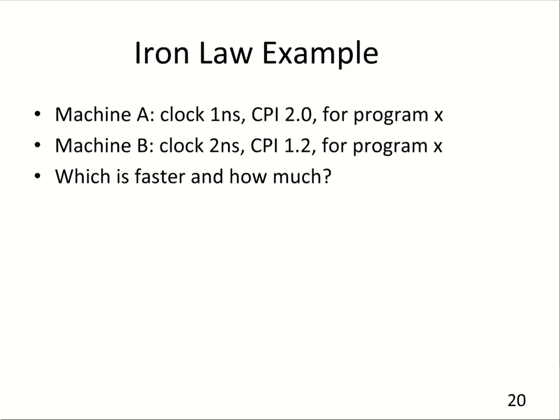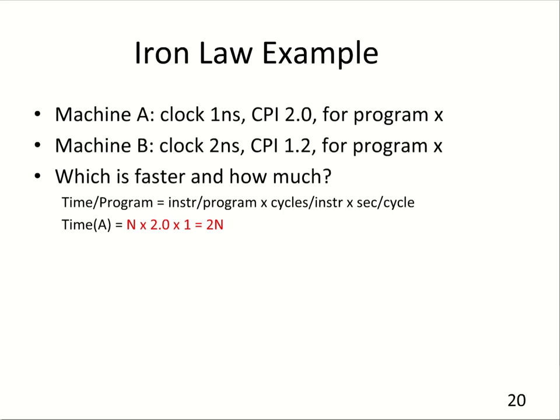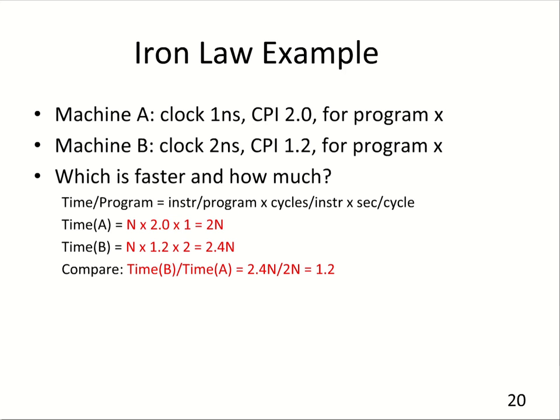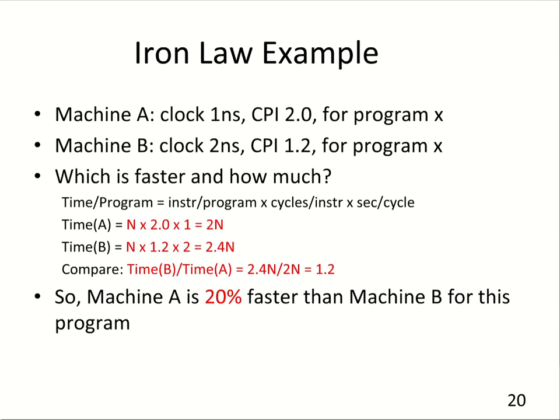Well, again, according to the iron law, what we really care about is the time per program, which is the product, again, of these three terms: instructions per program, cycles per instruction, and seconds per cycle. So again, we plug in the values given here, and we can come up with a factor of 2n for machine A and a factor of 2.4n for machine B. What that tells us is that the performance of machine A is going to be better than the performance of machine B. Again, if we take the ratio of the two times required to execute the program, we end up with a speedup of 1.2 for machine A. So machine A can also be said to be 20% faster than machine B for this particular program.